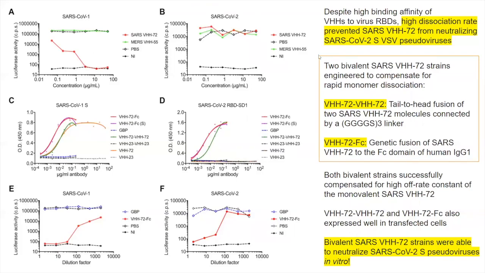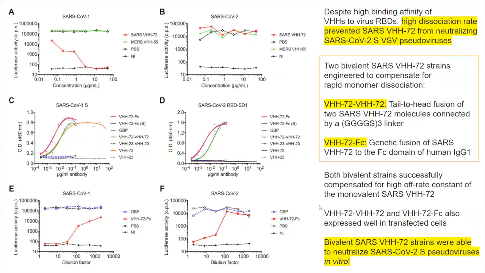So the research team got around this kind of cleverly. They produced 2 bivalent SARS VHH72 constructs, and one of them, as an example, this first one over here, VHH72-VHH72, had basically 2 VHHs joined back to back, so that you have 2 of them that could both potentially interact with the coronavirus. So there's a double chance for it to stay onto the coronavirus rather than falling off. And then the researchers also created another one where the VHH72 was genetically fused to human IgG1. And so these 2 could stick to the coronavirus better. And this successfully compensated for this high rate of dissociation of the monovalent SARS VHH72. Like bivalent could stick on better.